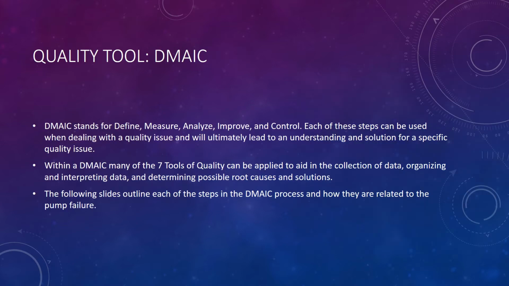So the main quality tool that I want to go over first is DMAIC. DMAIC stands for Define, Measure, Analyze, Improve, and Control. Each of these steps can be used when dealing with a quality issue and will ultimately lead to an understanding and solution for a specific quality issue. Within DMAIC, many of the 7 quality tools can be applied to aid in the collection of data, organization of data, and determining possible root causes and solutions.